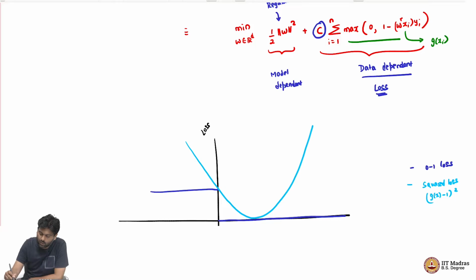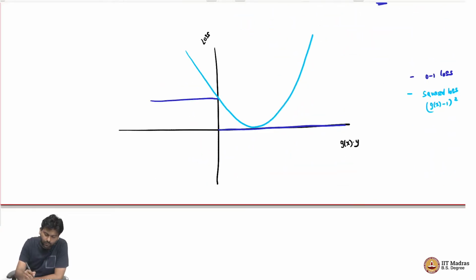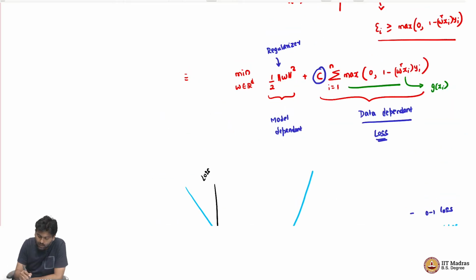SVM's loss looks like the following: max of 0 comma 1 minus g(x) times y. So, this is the loss per data point. Now, that loss is summed up over n different data points, right. So, for a single data point, it is max of 0 comma 1 minus w transpose x times y, which is g(x) times y, right.